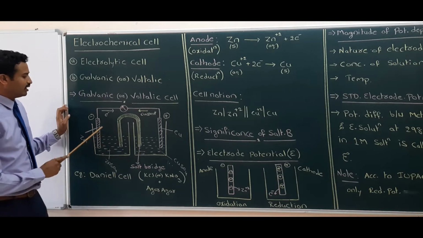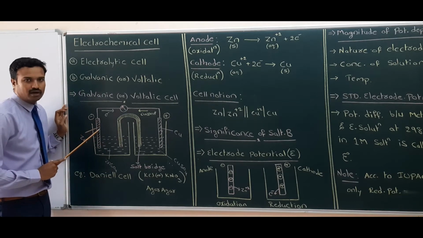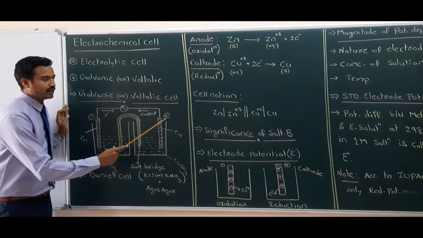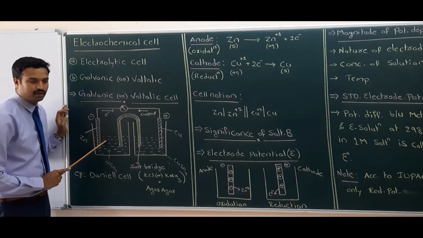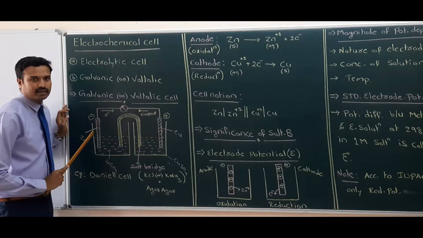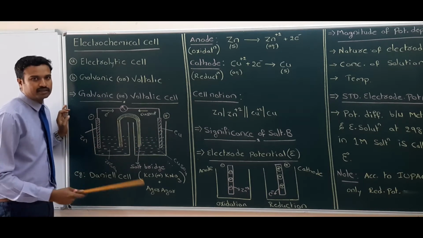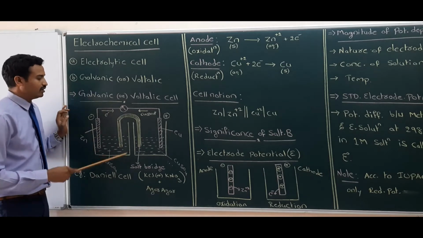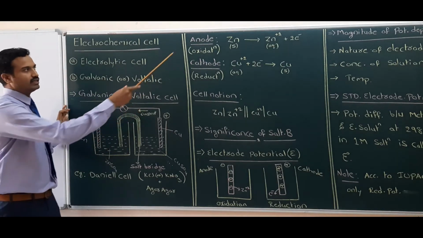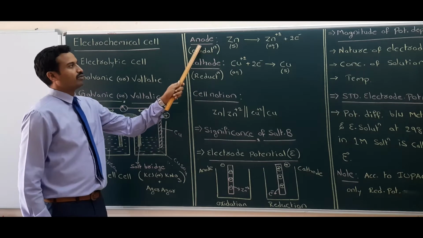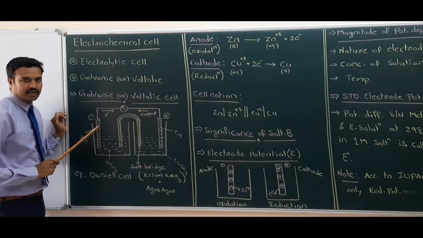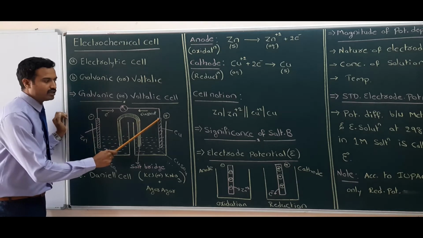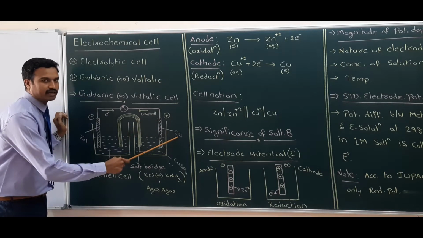Next, always at the anode oxidation will take place, and at the cathode reduction will take place. Oxidation at anode, reduction at cathode. Oxidation means losing of electrons, reduction means gaining of electrons. Now, this is about the construction. We will see the reaction now. The zinc rod dipped in zinc sulfate solution acts as an anode, and the copper rod dipped in copper sulfate solution acts as a cathode.